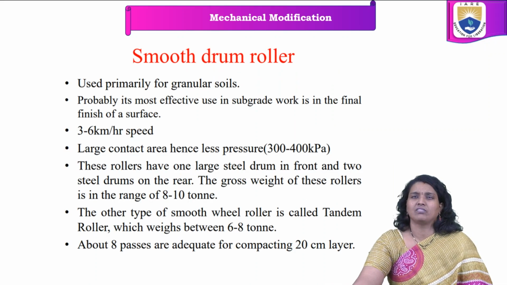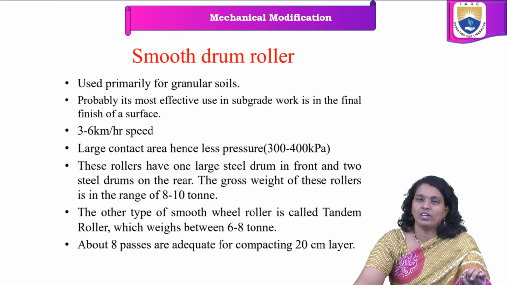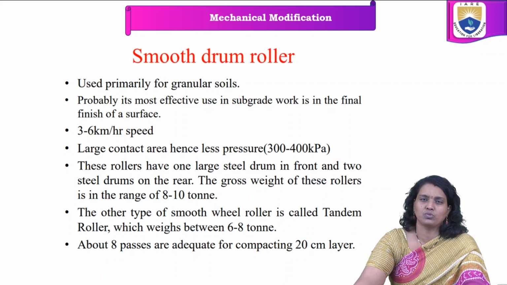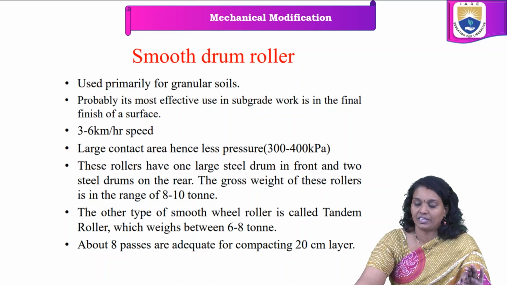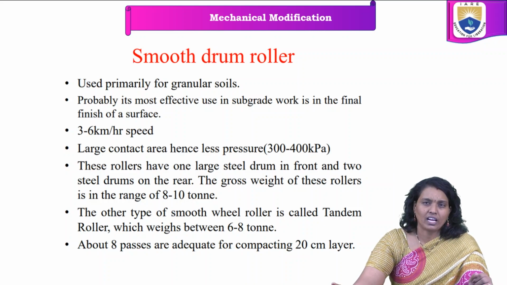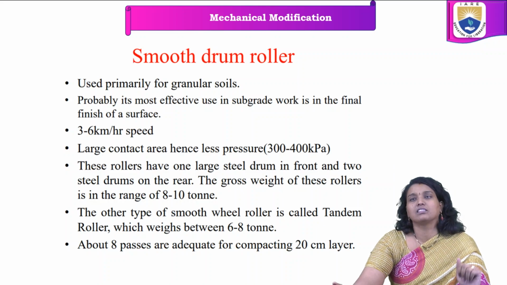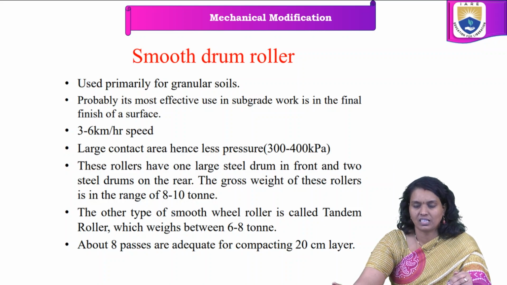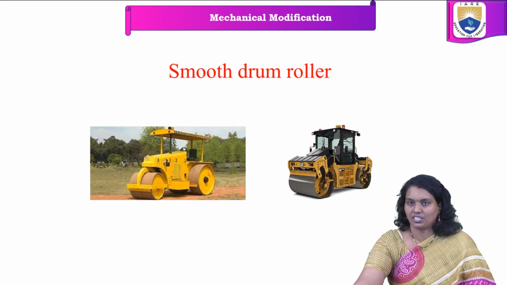This is used for granular soils. The previous one was used for clayey soils. It is most effective in subgrade work and in the final finishing of a surface. In roads, generally we observe this at the time of construction, whenever the roads are being laid. For the final subgrade work, we use this kind of roller. So we will generally observe it in road construction.